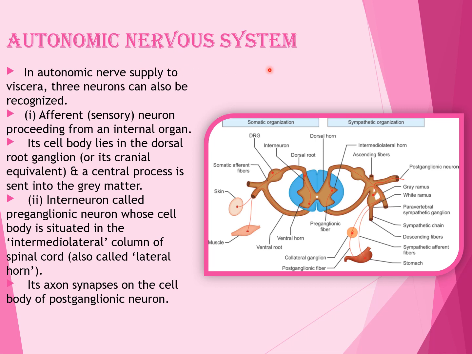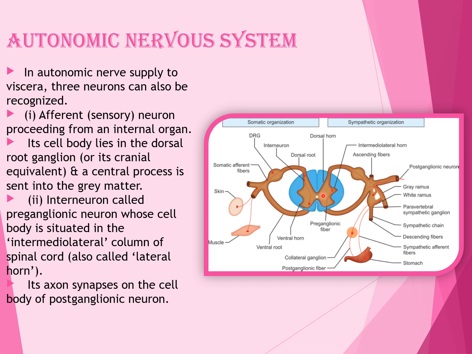Now, about the autonomic nervous system. In the autonomic nerve supply to viscera, three neurons can also be recognized. Afferent neuron proceeding from the internal organ, and its cell body lies in the dorsal root ganglion, and the central process is sent into the gray matter. Then the interneuron, it is known as the preganglionic neuron.